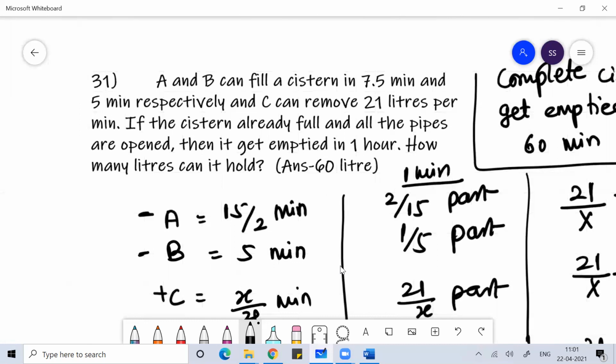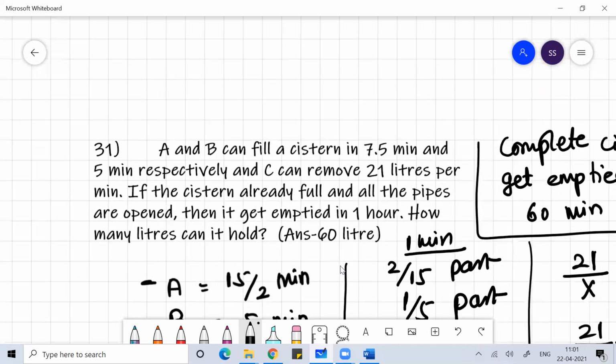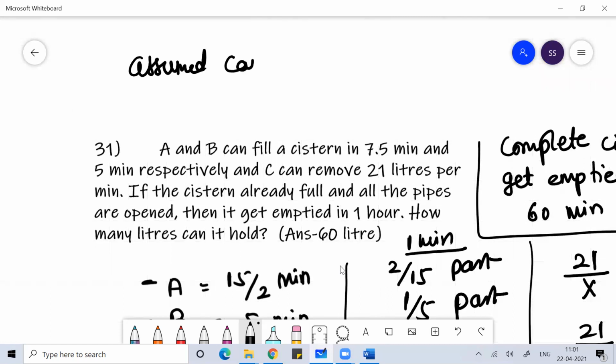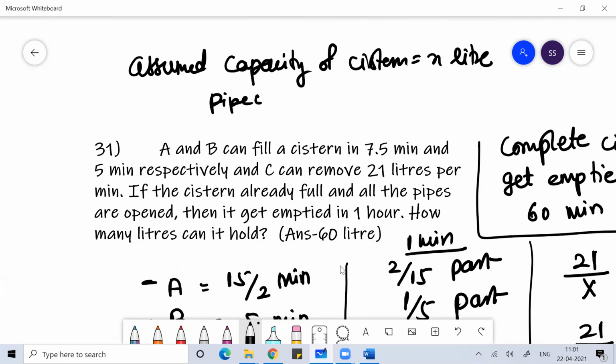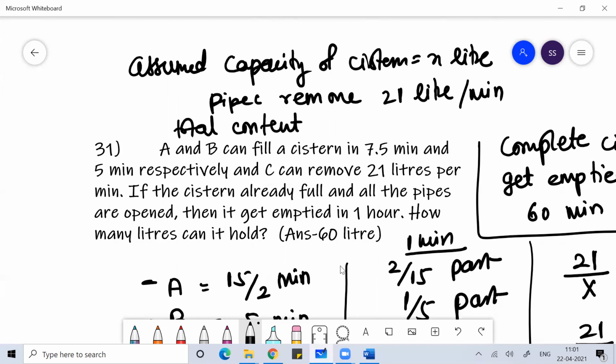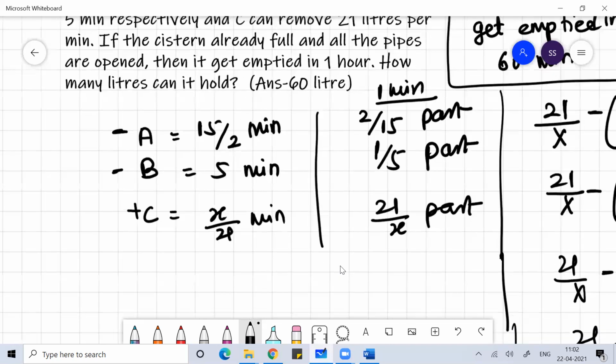Here, again, I just want to reinforce that I assume the capacity of the cistern is x liters. Pipe C removes 21 liters per minute. So in how many minutes can C remove the total content? 21 in 1 minute, so x liters in how many minutes? That would be x by 21. Then I formulate the equation on that.